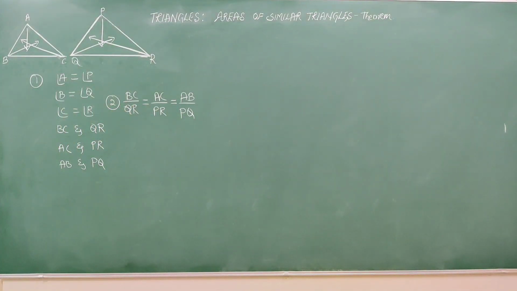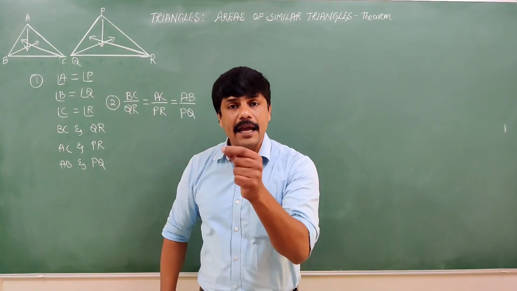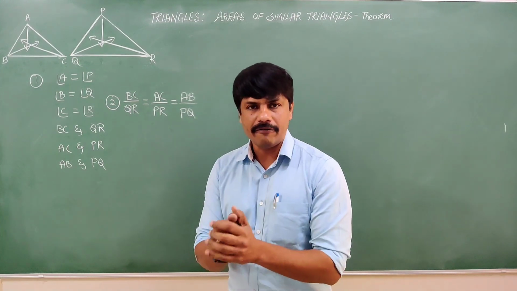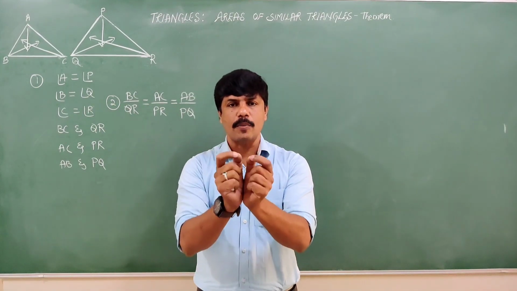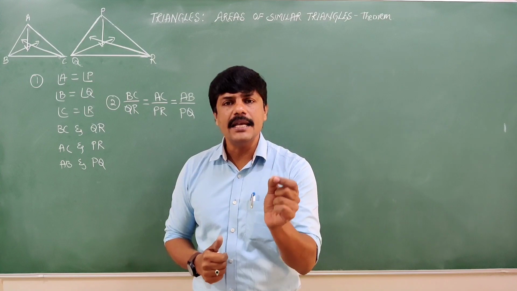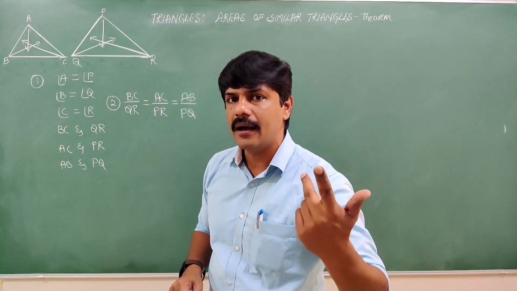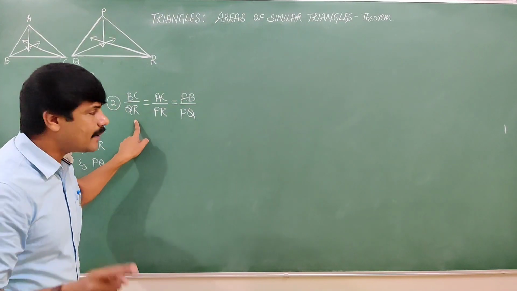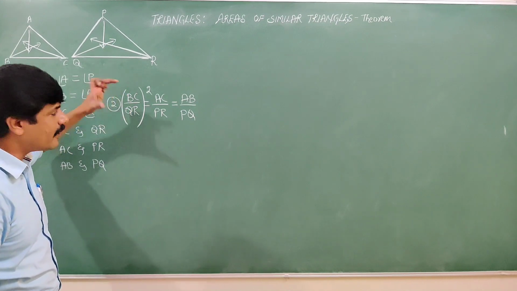Now, the second part of the statement says that the ratio of areas of two similar triangles is equal to, understand properly, the square of the ratio of corresponding sides. Square means square. So, the square of the ratio of corresponding sides.